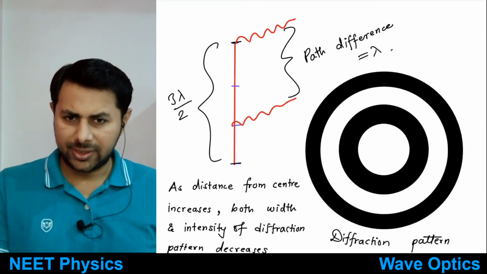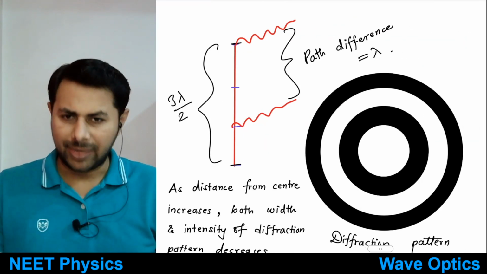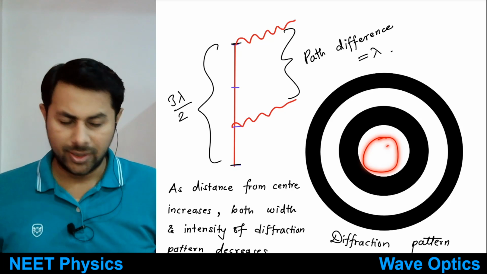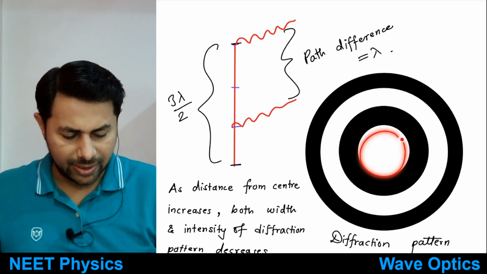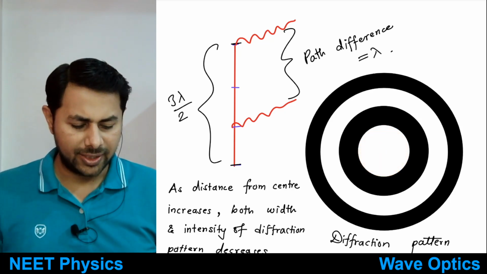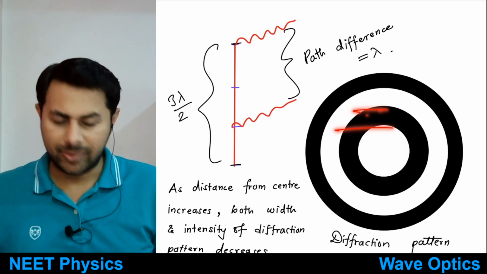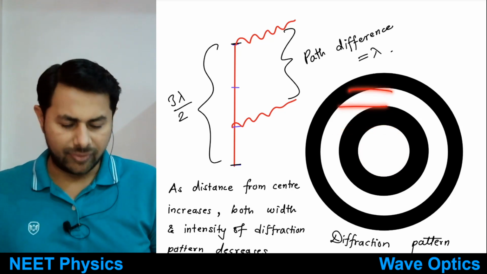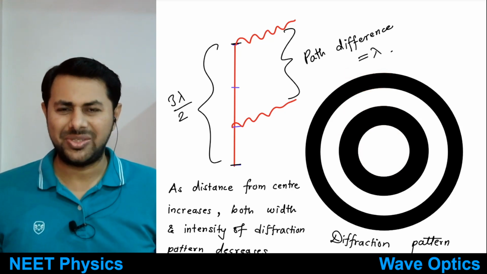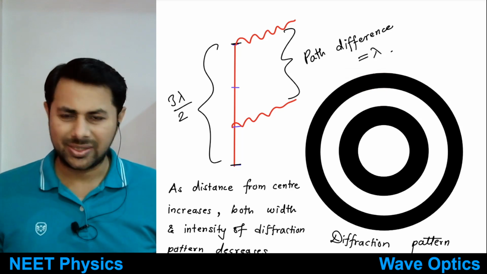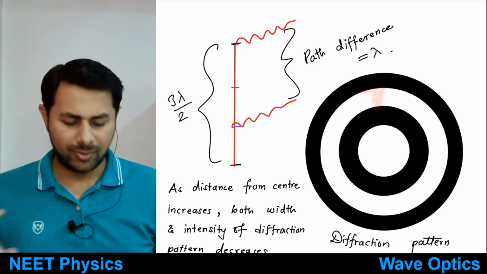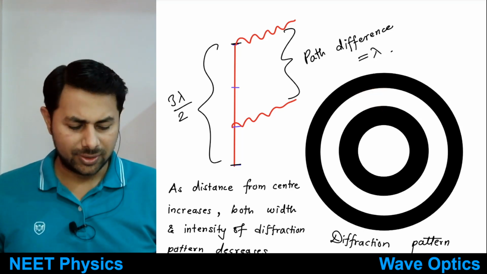Now let us try to understand this. The diffraction pattern that you will see for a circular slit will look like this. You will always have a central bright fringe, a central bright circle, then the first dark fringe, then the next bright fringe, then the next dark fringe. Bright doesn't mean white, since we are using monochromatic light, so the bright fringes will be the color of that light. So this is bright and dark.